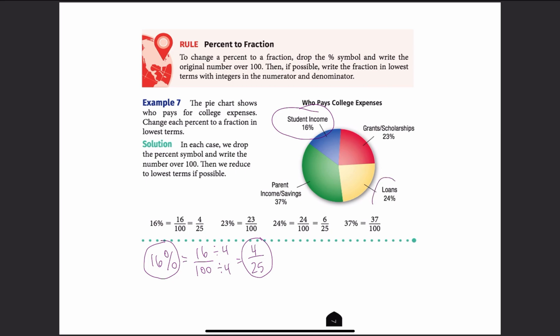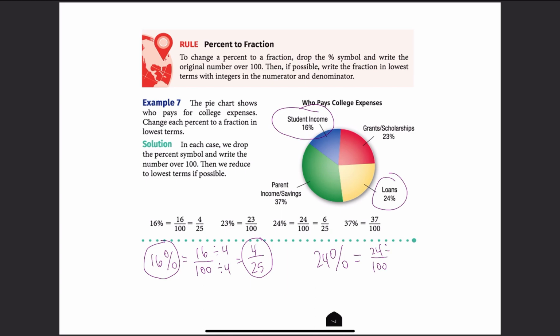Now have a look at loans. Loans make up 24%, which is a higher percentage than student income. In fact, it's higher than grants and scholarships even, just by a little bit. So 24% as a fraction. Well, I have to take this intermediate step where I have to write the percent as a fraction out of 100. Then I can divide 24 and 100.